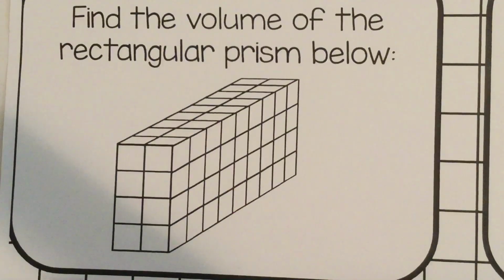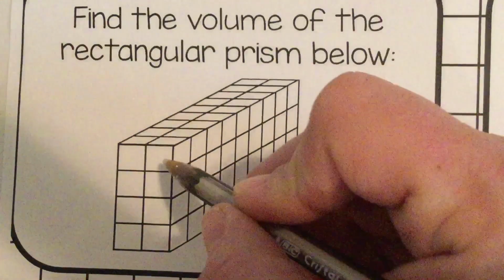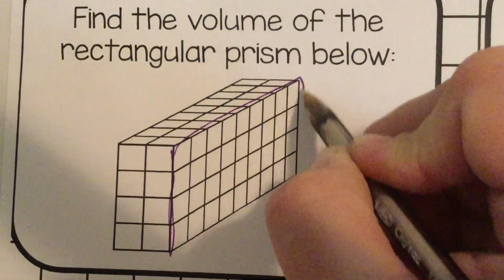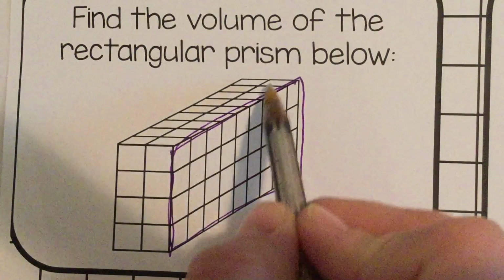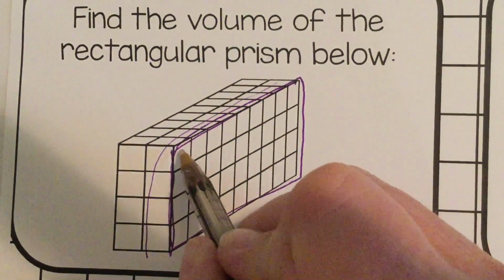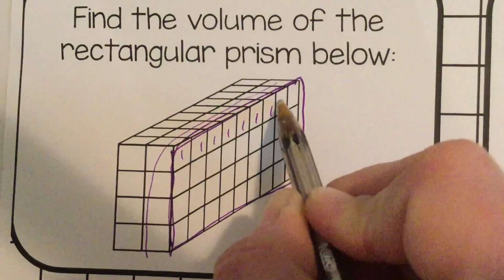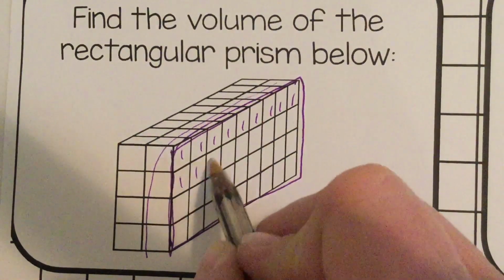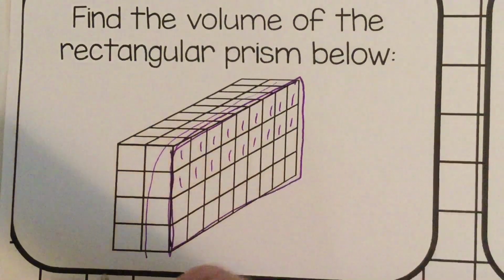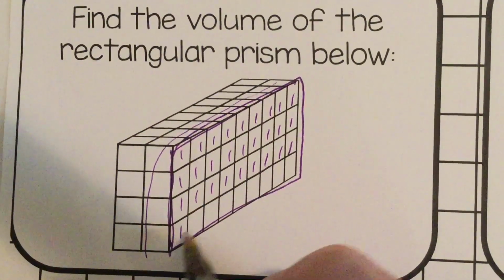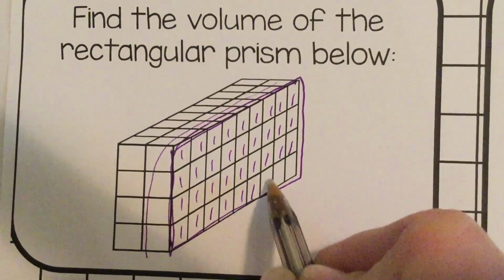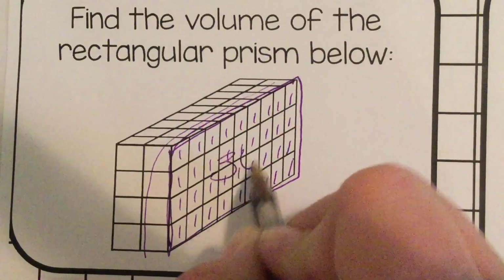Okay, what would be the volume of this one? All right, so I'm going to start by looking at this face right here. Okay, because each one of these is attached to this part right here, right? So I'm counting 1, 2, 3, and so on, up to 36. So there's 36 cubes right there.